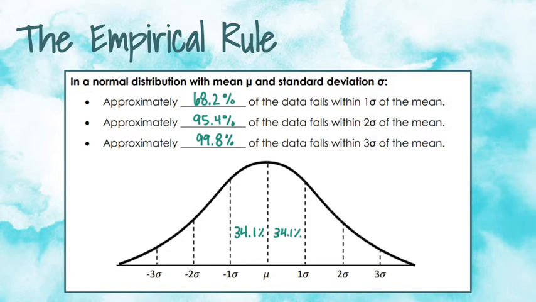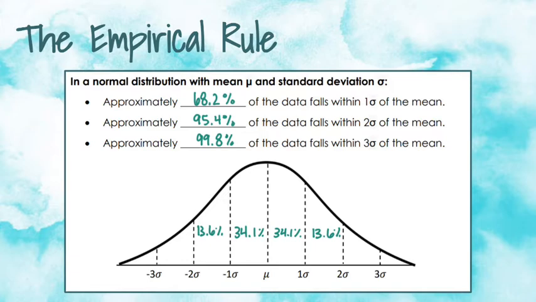Then it says that 95.4% of the data, so from here to here, lies within 2 standard deviations of the mean. So we know that we already have 68.2% right here. So if we subtract 68.2%, we're left with 27.2%. And that 27.2% is in this one and this one. So if we divide that by 2, we get that each of these contains 13.6% of the data.